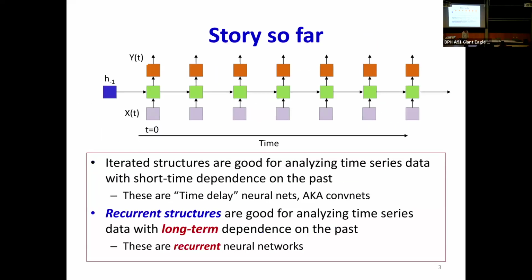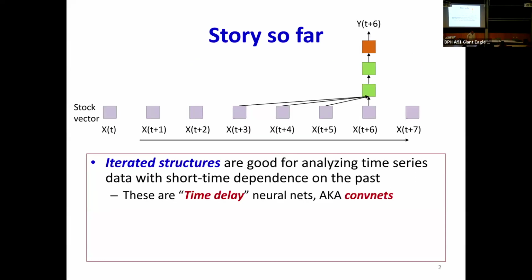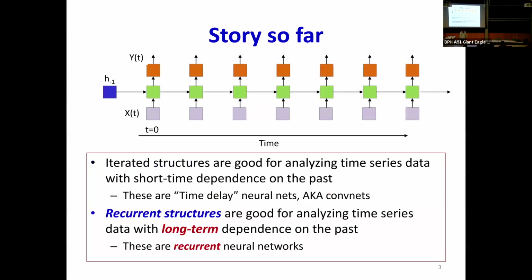And so we found that one way of trying to analyze time series was through iterated structures, which were basically convolutional neural networks, but these have very finite memory. And so what we really want are recurrent structures which manage to capture long-term dependence on the past. But recurrent structures are not merely useful for analyzing time series. There are other problems too where they can show their might.